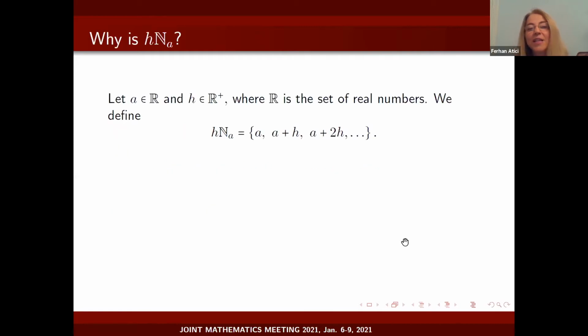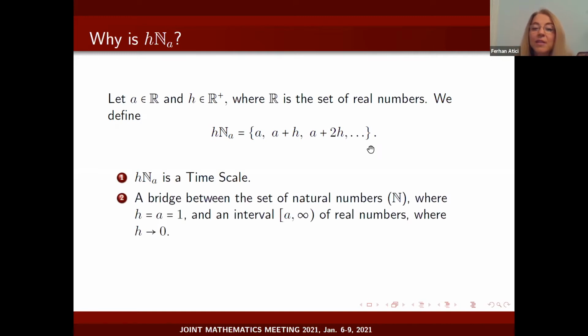So why is H N sub A? This is the domain of the problem that I will be introducing here. So H N sub A. As you see, this is a discrete domain. But why is this domain my choice? Because it's a time scale. It's a closed subset of real numbers.